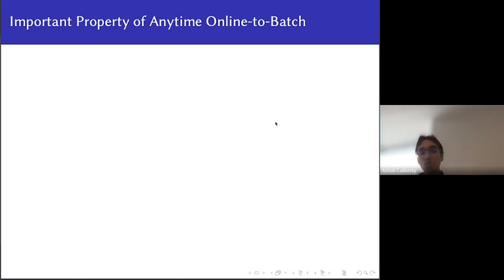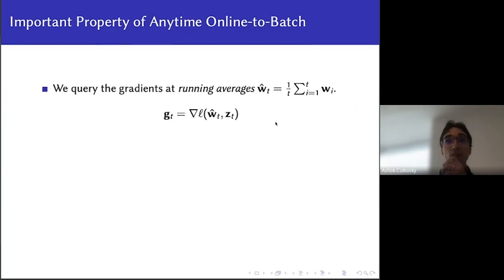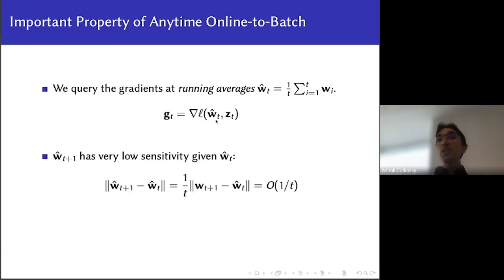OK, so that's all nice, but why do we care about this? Why is it important for privacy? Well, if we look at what this algorithm is doing, we're querying gradients at the running averages, W hat. This means that the only place we access the data set is at W hat. And if you look at W hat, it actually has really low sensitivity.